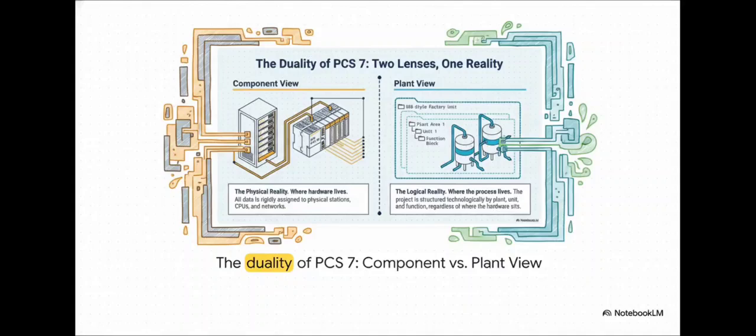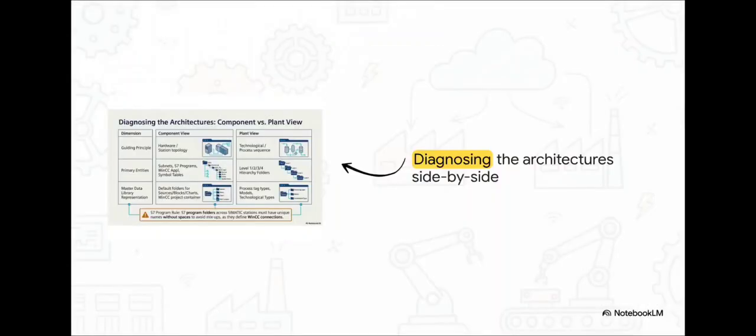But the plant view? It's fluid. It operates on S88-style factory logic. This is where the actual heartbeat of the process lives. We're talking the tanks, the pipes, the physical flow of materials. The system essentially organizes the whole project technologically, completely ignoring where that hardware might physically be sitting in some dusty server room. When you put these architectures side by side, it's obvious they operate under entirely different rulebooks.